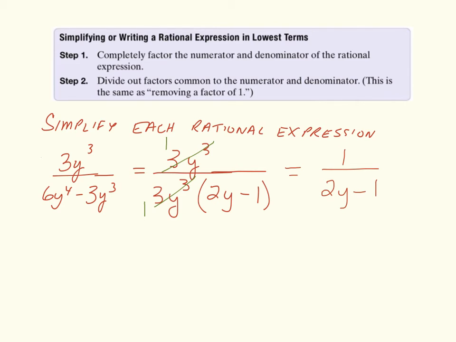Now based on what I just told you on the last slide, can I cancel this 1 with that 1? Absolutely not, because the -1 at the bottom is married to that 2y. Okay? You cannot cancel that, and you cannot reduce it any further.